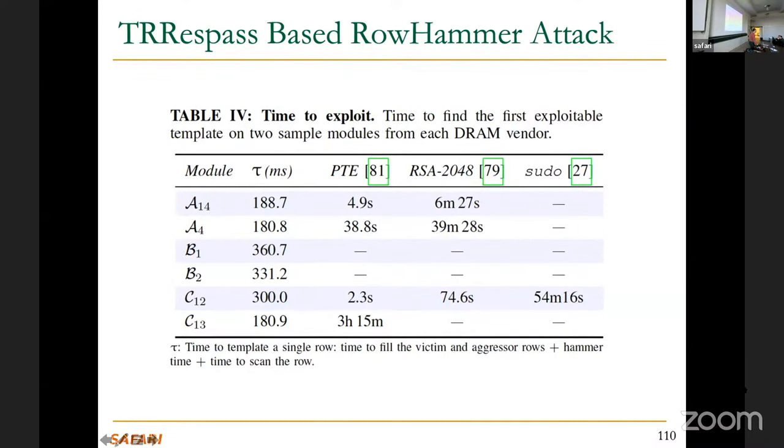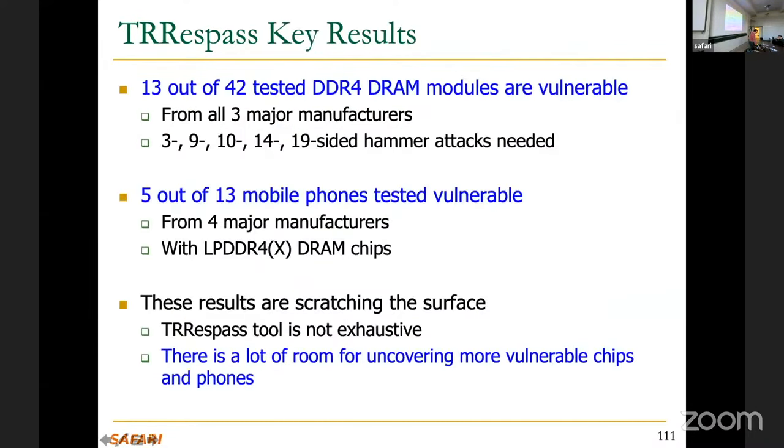Make sense? And we were not exhaustive, basically. That's what this last part is about. So the key results of this work are that the mitigations that are advertised to be secure to protect against RowHammer are not really secure. Well, they're there, but they're not secure. And mobile phones are vulnerable. DRAM modules are vulnerable. And these results are actually scratching the surface.